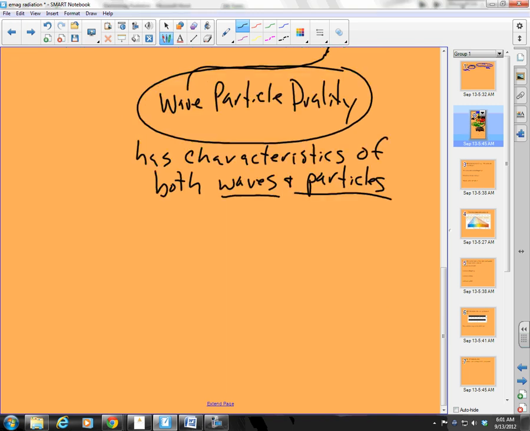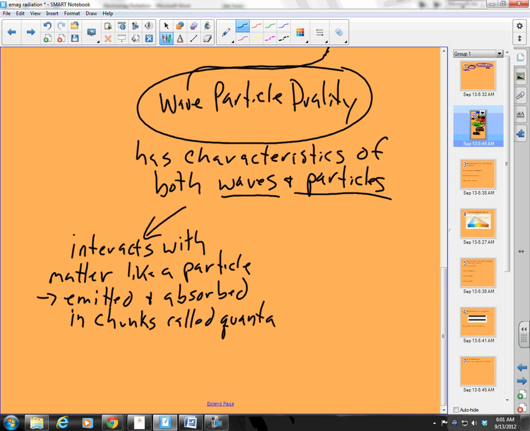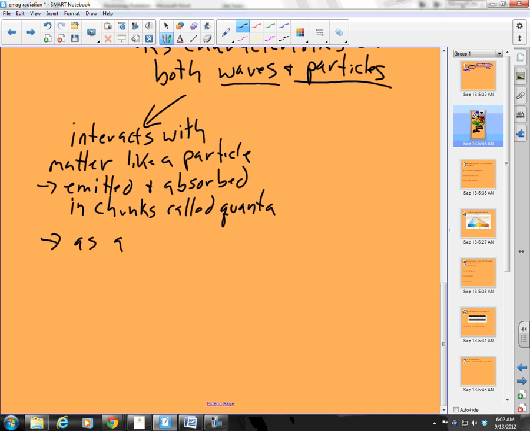And specifically, what characteristics does it have? Well, it interacts with matter like a particle. That means it is emitted and absorbed in chunks that we call, which you'll learn more about soon, quanta. And what we like to say is, hey, electromagnetic radiation is emitted as a photon.